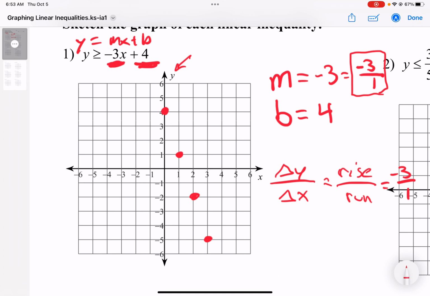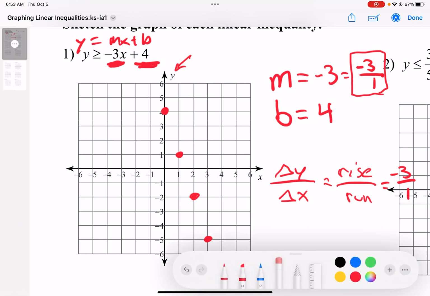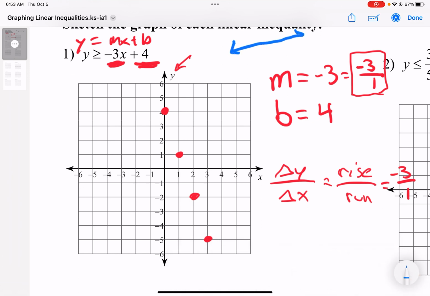Now with inequalities, this is not just the same as making a line. I have to decide if it's going to be a solid line. Let me show you. I'm going to write it in blue. A solid line, which is what we've been doing, looks like this. Or if it's going to be a dashed line. Dashed lines look like this. Dashed lines mean that the actual line is not included in the inequality. So a point that lies on the line, if it's dashed, is not included.